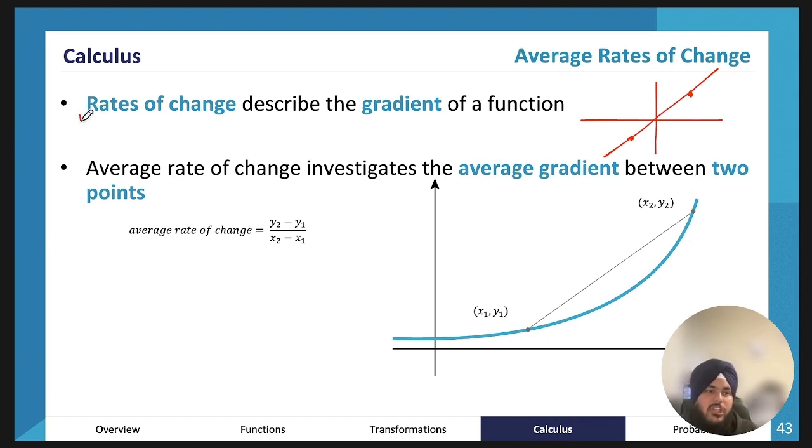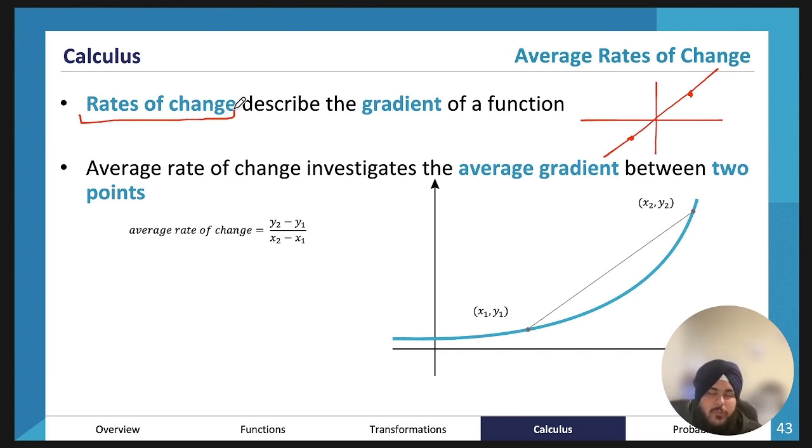So a rate of change is a way of describing how my y values change as my x values change, which is essentially what the gradient, or the m, represents. There are two types of gradients that we need to be familiar with. We have the average rate of change, which investigates the average gradient between 2 points. Or we can find the instantaneous rate of change, which we'll come back to in the next few slides.